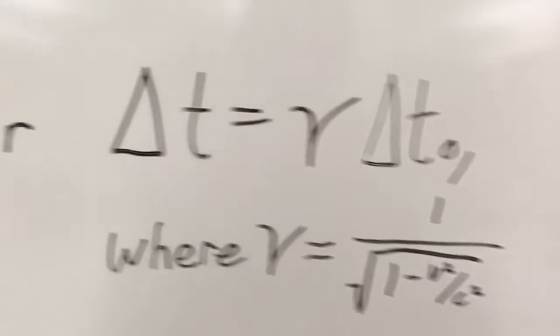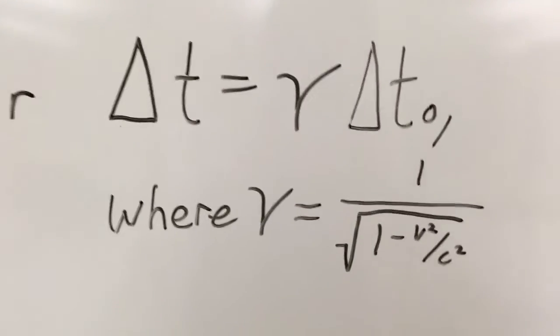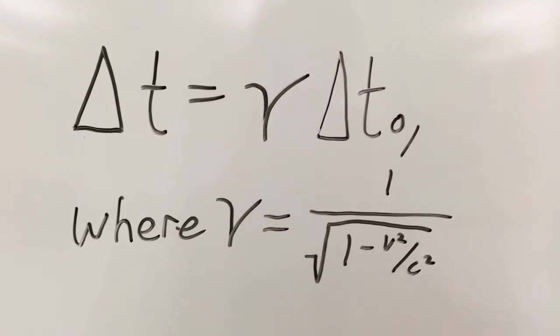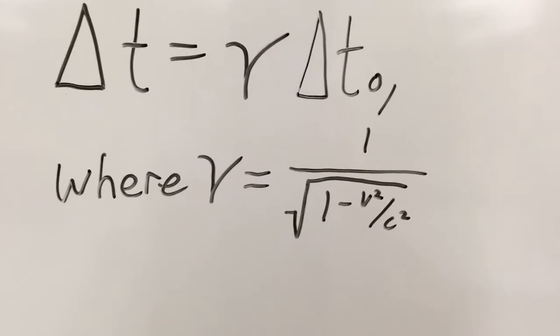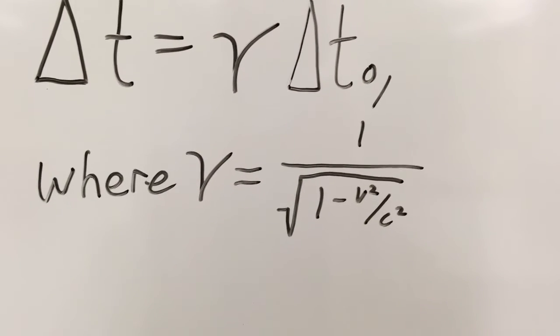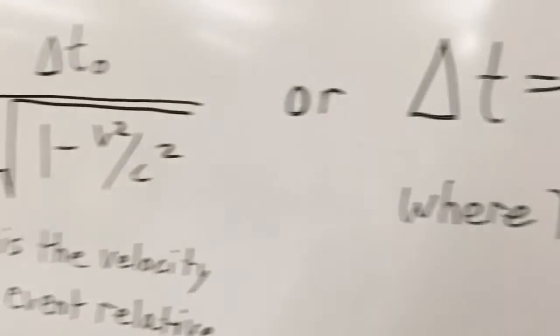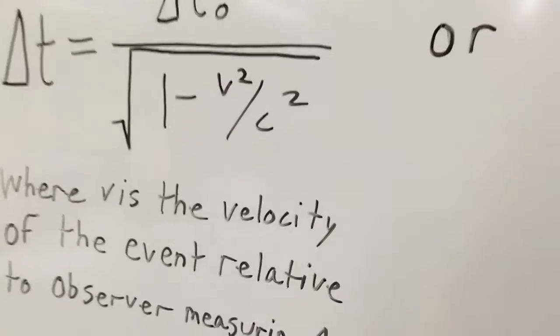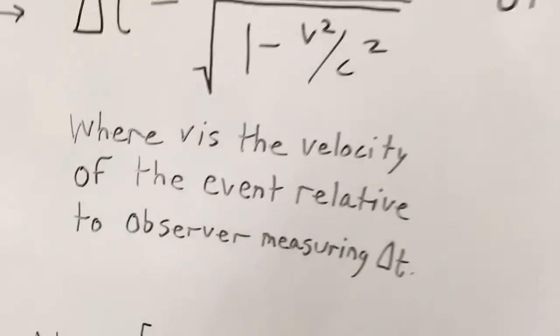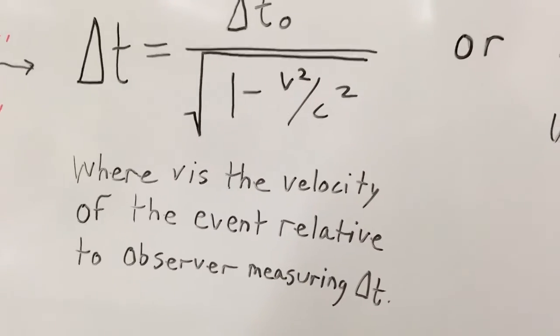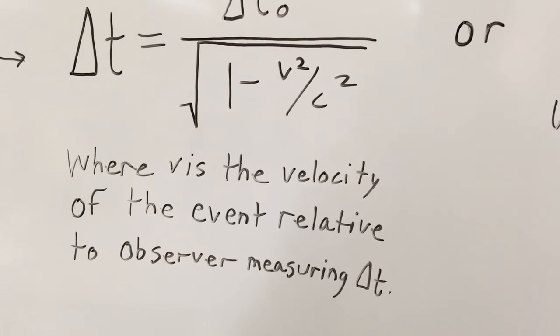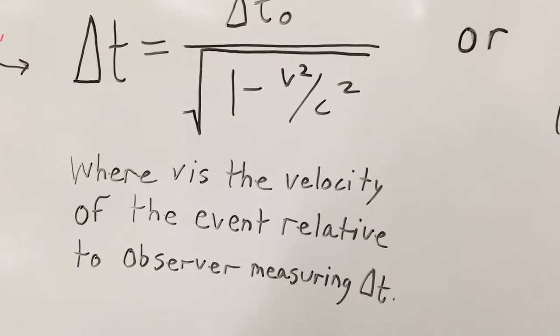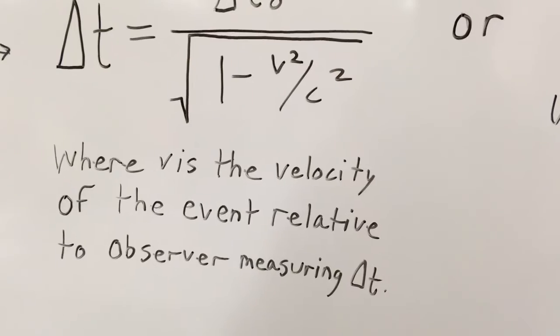Alternatively, we often define this equation as delta t equals gamma times proper time, where gamma is simply 1 over the square root of 1 minus v squared over c squared. So same equation right here, as you can see, just plugging in gamma gives us the exact same equation. One note is that v in this equation is the velocity of the event relative to the observer measuring delta t.